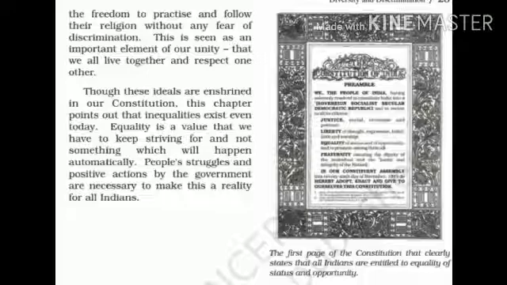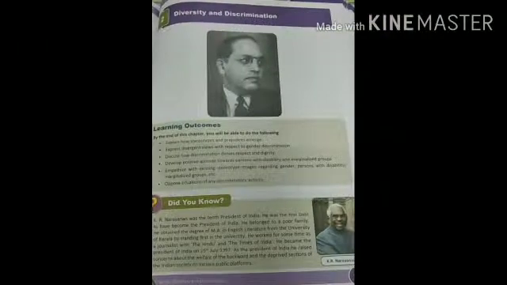In this Preamble it was written: We the people of India having solemnly resolved to constitute India into a sovereign socialist secular democratic republic and to secure to all its citizens justice, social, economic and political, liberty of thought, expression, belief, faith and worship, equality of status and opportunity, and to promote among them all fraternity assuring the dignity of the individual and the unity and integrity of the nation. In our Constituent Assembly this 26th day of November 1949, do hereby adopt, enact and give to ourselves this Constitution. So this is the Constitution of India.